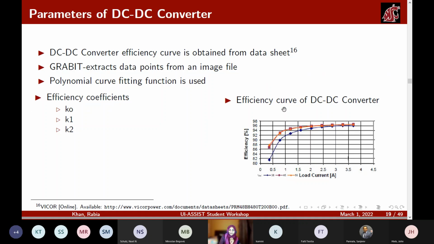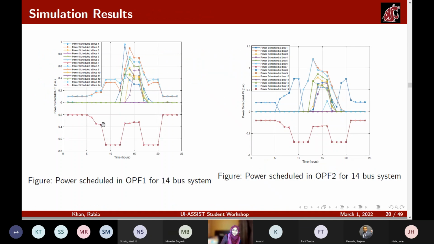This is the efficiency curve for the converter. We take the efficiency curve from a data sheet considering its parameters, and we use the curve extracting tool to get the coefficient values for the curve fitting function. Then we use that to calculate the efficiencies of the converters.